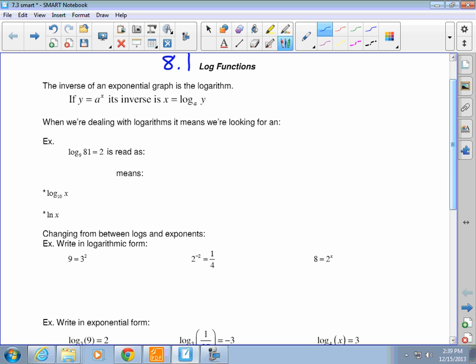If you think of a log as just being a switched around exponent, it'll be easier to know how to work with them. The inverse of any exponential graph is the logarithm. So the inverse of an exponent is a log. That's the basics of it. If you have y equals a^x, its inverse is x equals log_a y. Basically, when working with a log, you're trying to find out what the power is. What would the power have been to get you that answer?